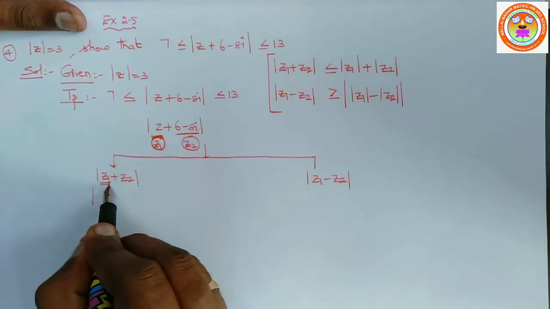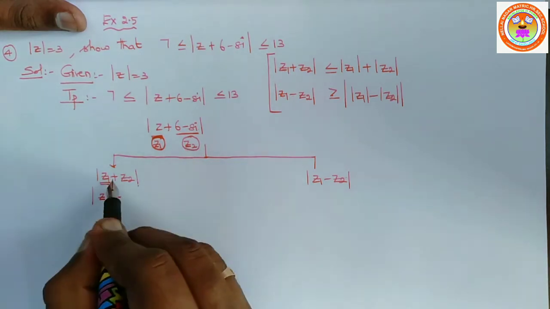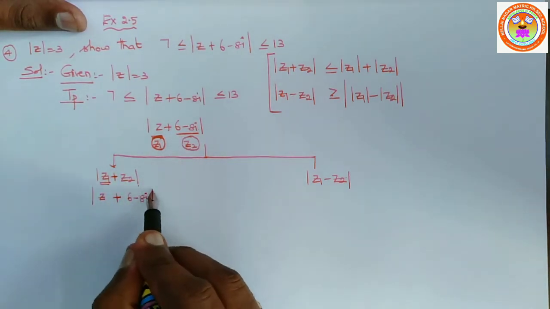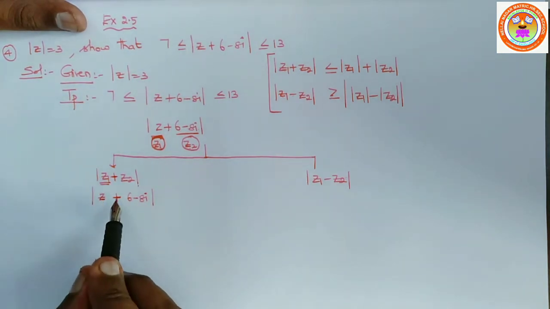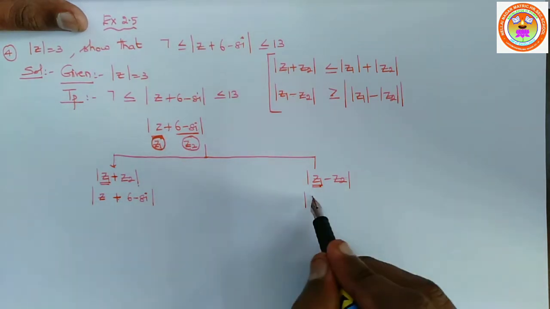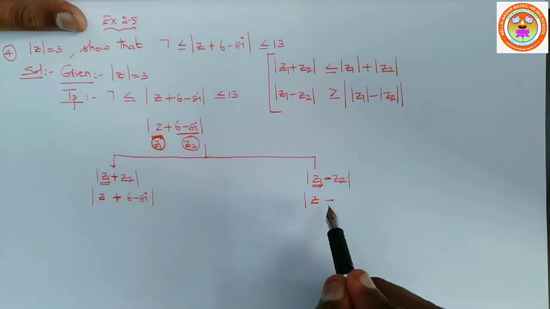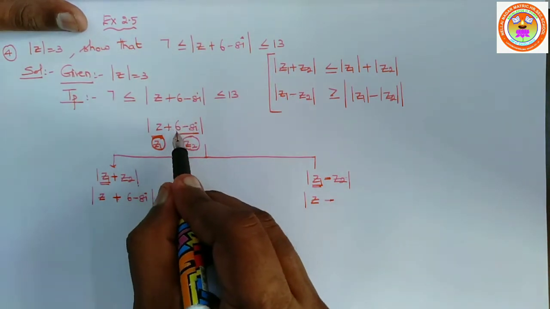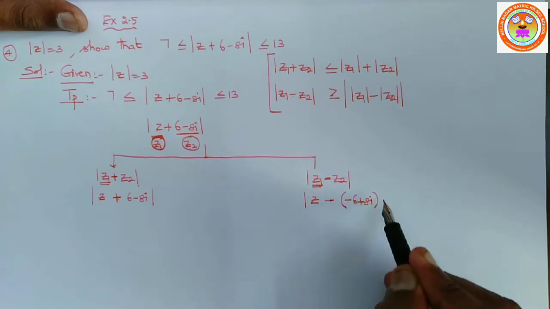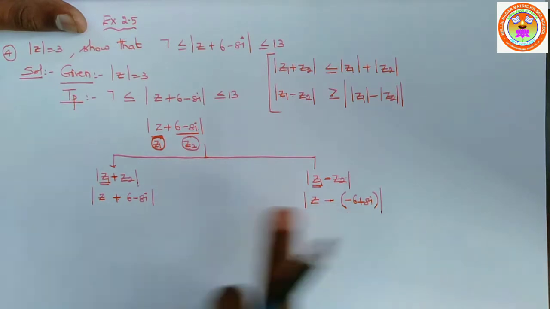What is z1 here? z plus z2, 6 minus 8i. This is z1 plus z2. For the second, what is z1 here? z minus, I need to put minus, so I take minus outside 6 minus 8i, so it becomes minus 6 plus 8i, close the modulus. This is the main thing you need to learn here, so I am separating it.